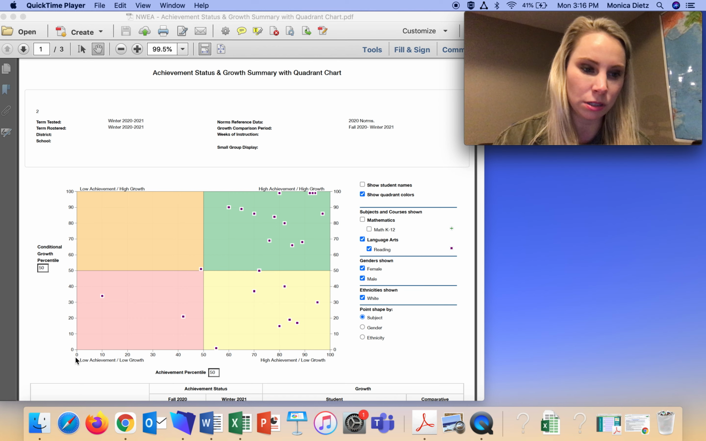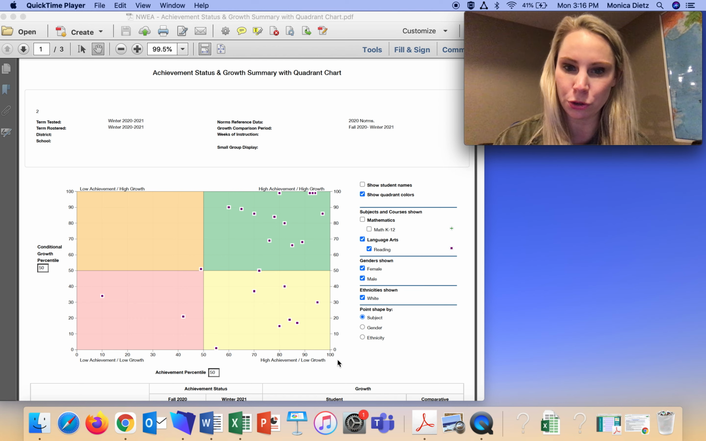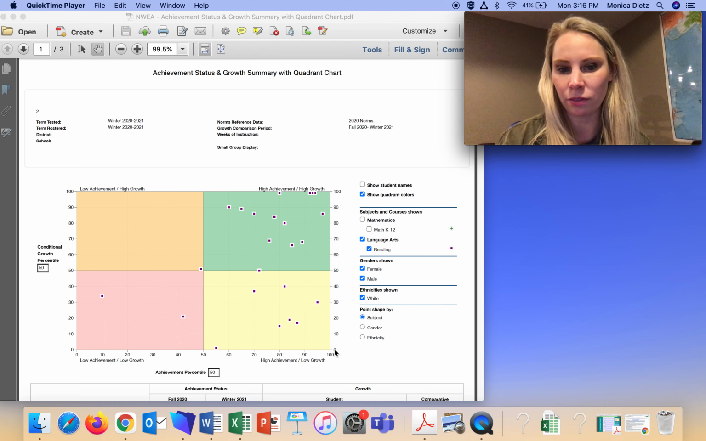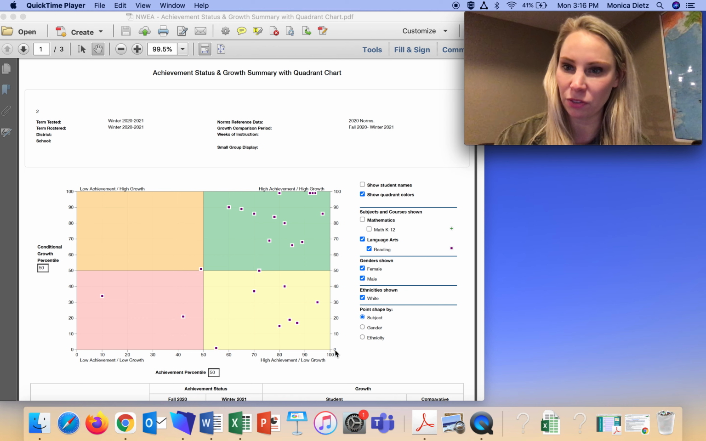Down below, 0 to 100 is measuring students' achievement, all right? Students to the left of this line are performing below the norm, and students to the right of this line are performing above the 50th percentile, above the norm.